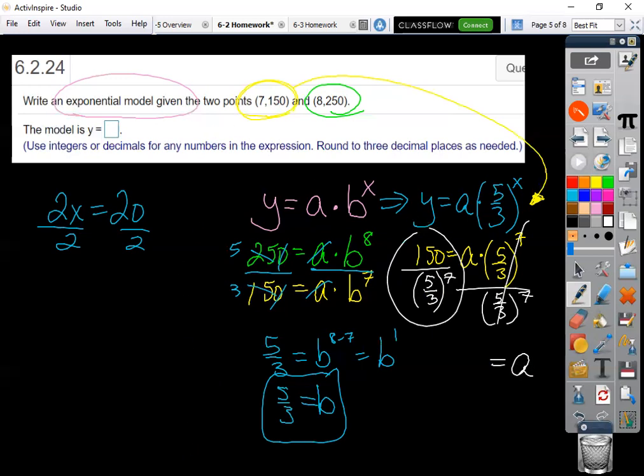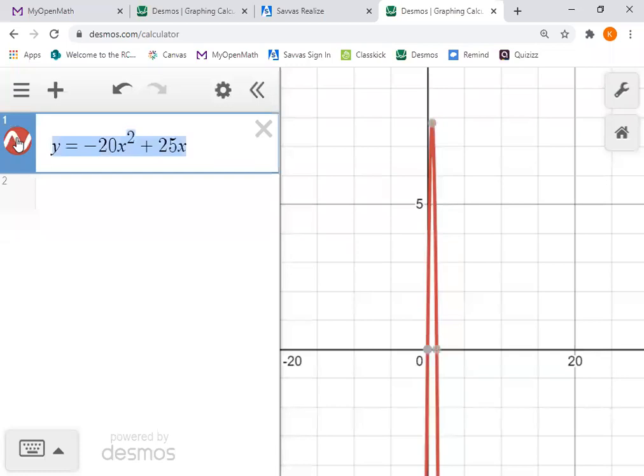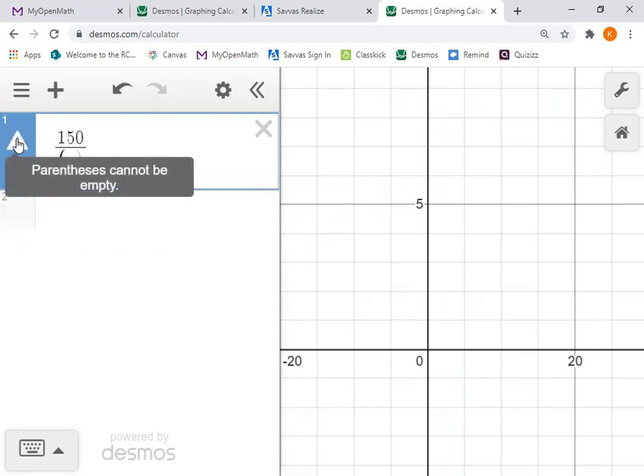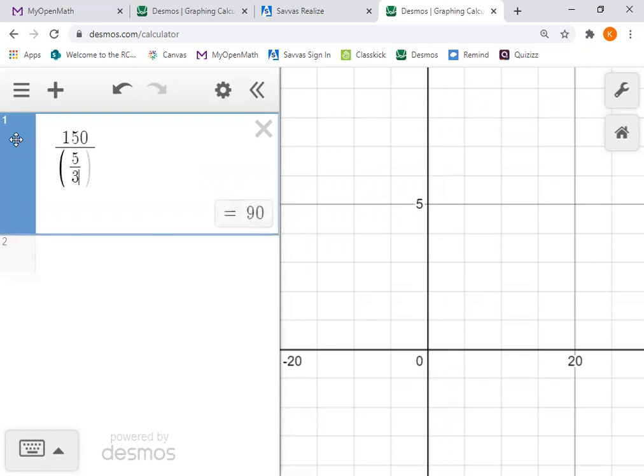All right, so let me see if I've got a Desmos open. I think I do. So let's get you guys so you can see that. And it was going to be, again, the 150 over, down here I want in parentheses my 5/3. Oh, arrow to the right to get out of there. Arrow to the right out there, and then that fraction is to the 7th. So 4.1990, back over here where we were working.